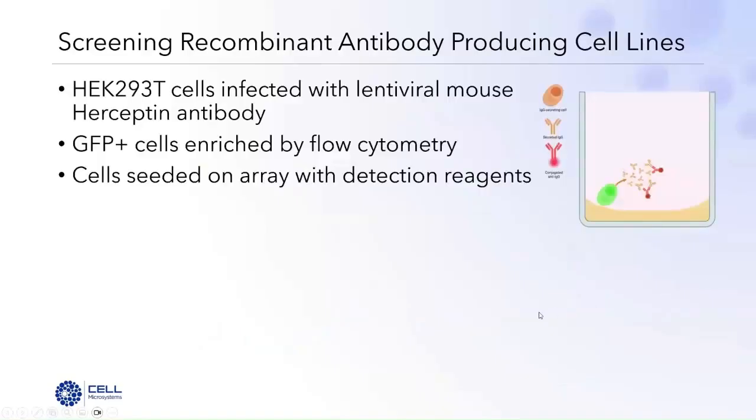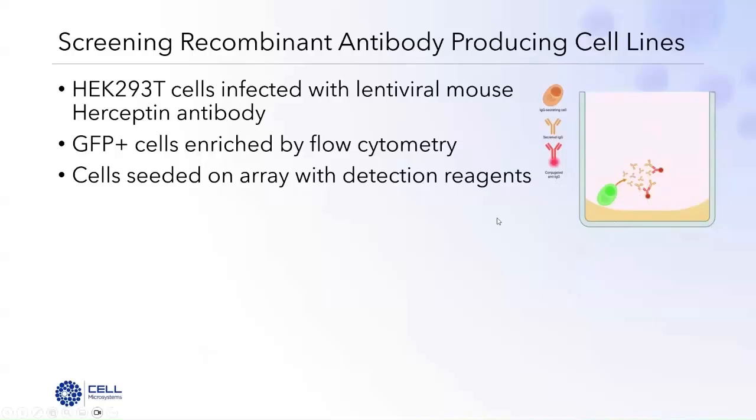So to do so, we worked with our collaborators at Duke again. They were trying to upscale production of an antibody for the mouse version of Herceptin. They took HEK293T cells and infected them with a lentiviral construct to overexpress their antibody. In this particular version of the workflow, the cells are already GFP positive, and so we switched that conjugated fluorochrome to be a red fluorescent antibody. So in this case, green does not indicate IgG, green indicates the cells, and red indicates the expression of the specific IgG.